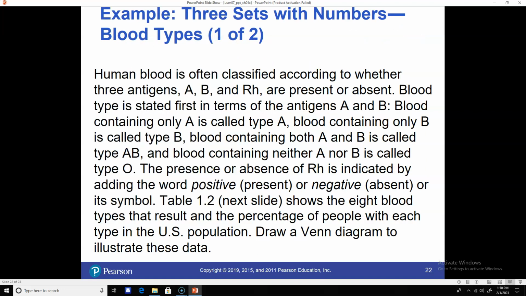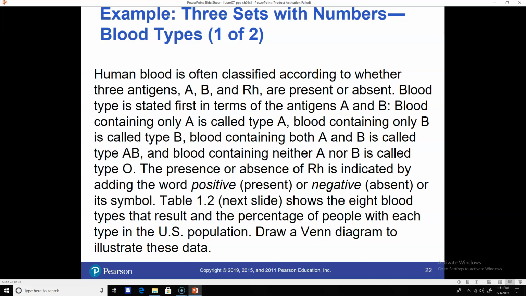Okay, three sets with numbers. So blood types. Human blood is classified according to whether three antigens A, B, and Rh are present or absent. Blood type is stated first in terms of the antigens A and B. Blood containing only A is blood type A. Blood containing only B is blood type B. Blood containing both A and B is called AB, and blood containing neither A or B is called type O. The presence or absence of Rh is indicated by adding either positive or negative in its symbol.